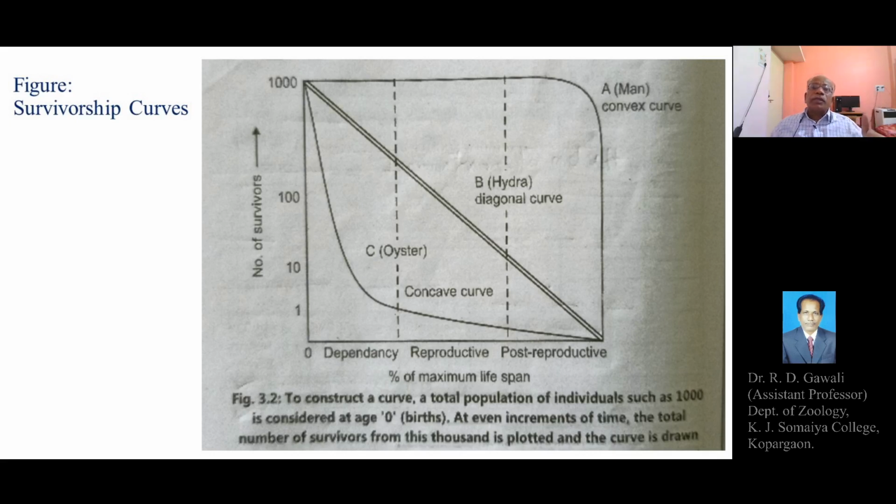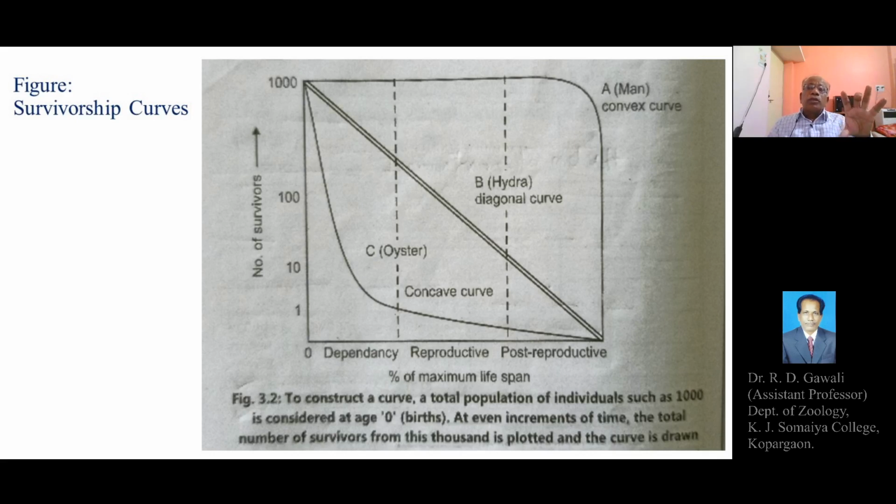The number of survivors is plotted against the time or the percentage of maximum lifespan. So to construct a curve, we take a total population of individuals, such as 1000, on the y-axis, and we can see the total population.